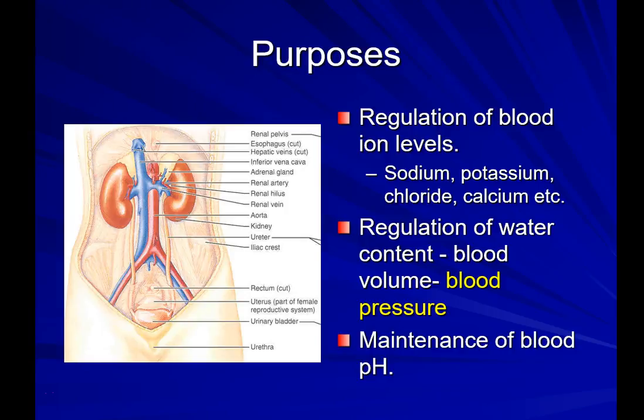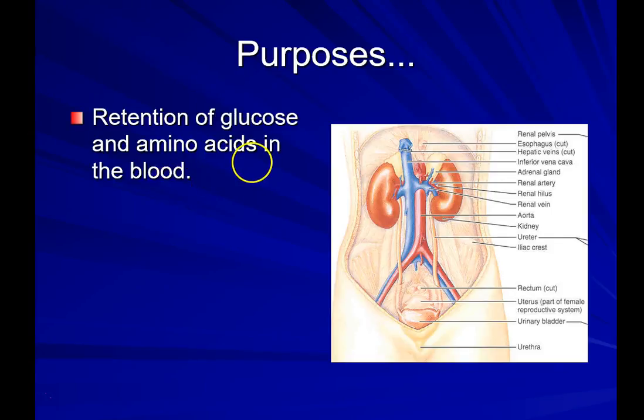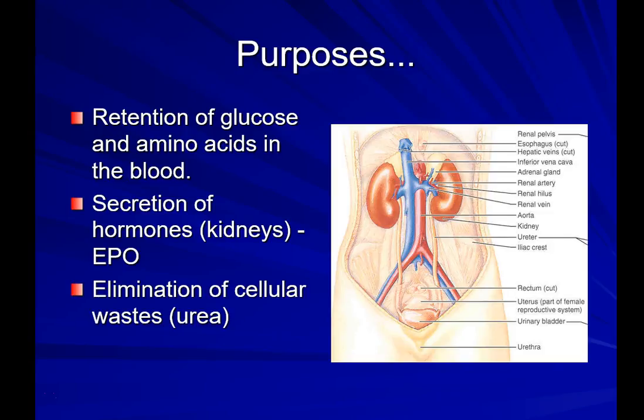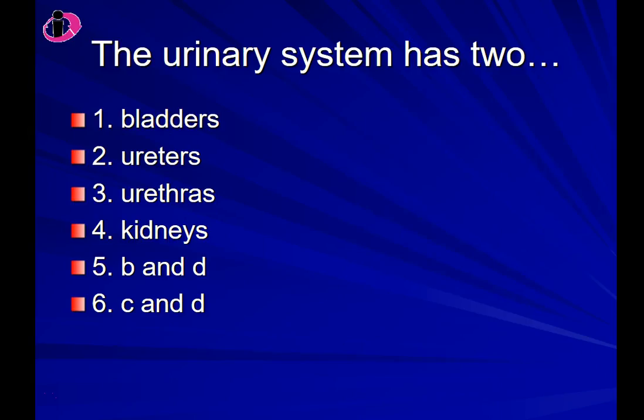And it's also going to maintain blood pH. We may or may not go over this. It just depends on time and what class you're in, but it maintains the acid-base balance of your blood. It also retains glucose and amino acids. It secretes EPO, which you should remember is necessary for the production of red blood cells. And it's going to eliminate waste products like urea. It's going to dissolve the urea and you will urinate that out. That comes from the breakdown of proteins, amino acids, and so on.